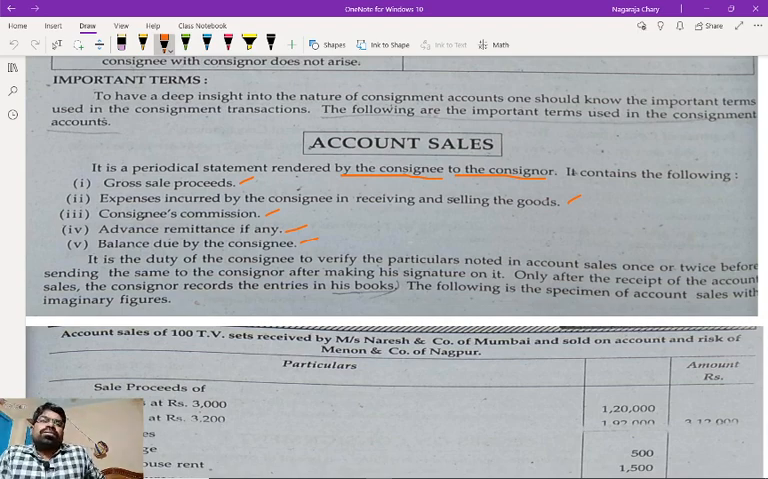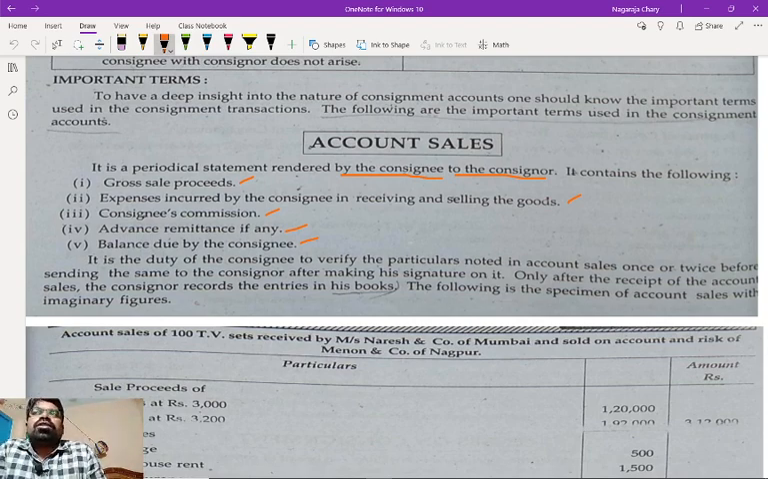Next, expenses. Expenses may be incurred by the consignee, but the consignor doesn't know about the consignee's expenses, and the consignee doesn't know about the consignor's expenses. He knows only his own expenses. So during the transportation and the selling process, expenses may be incurred by the consignee, and that information has to be given. And the consignee's commission is also given to the consignee.